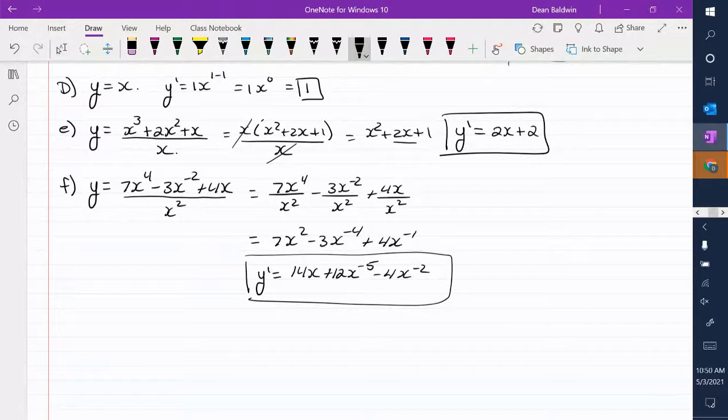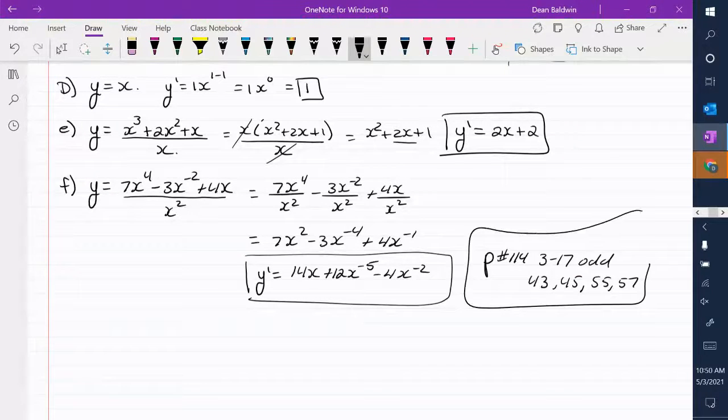Any questions about that? All right, here's your practice. We have one tiny more thing to do after this, and then that is it. Page 114, 3 to 17, odd, 43, 45, 55, and 57, please.